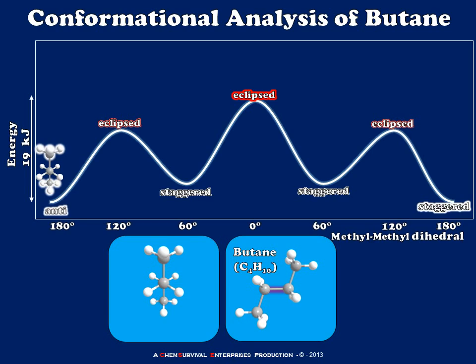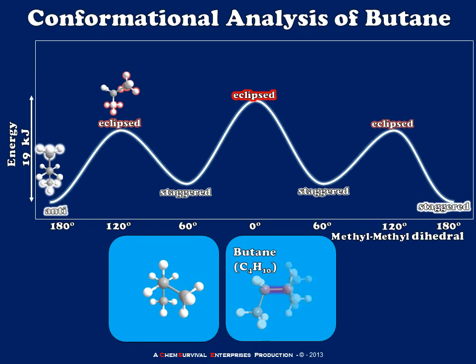A 60-degree rotation of the carbon-carbon bond leads me to my first eclipsed conformation. And you'll notice that although this is higher in energy than the anti-conformation, it's not yet the highest energy conformer, because my methyl groups are each eclipsing a hydrogen.